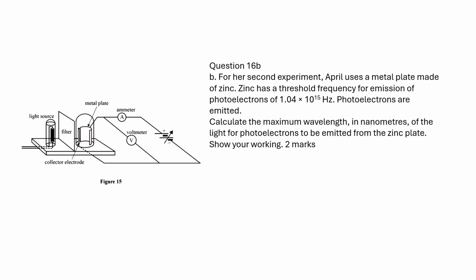The emission of electrons by light requires the light's frequency to be greater than a threshold frequency. This threshold frequency is associated with the longest wavelength that can still liberate electrons. Consequently, we calculate this maximum wavelength directly from the threshold frequency to understand the conditions for electron emission.